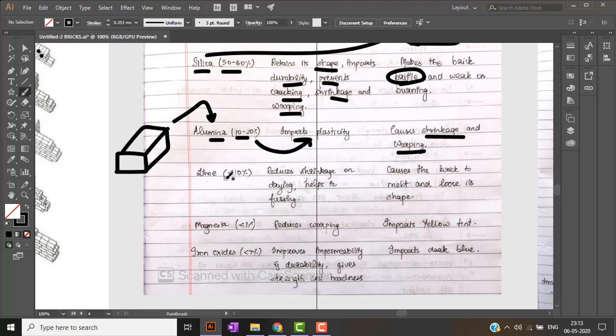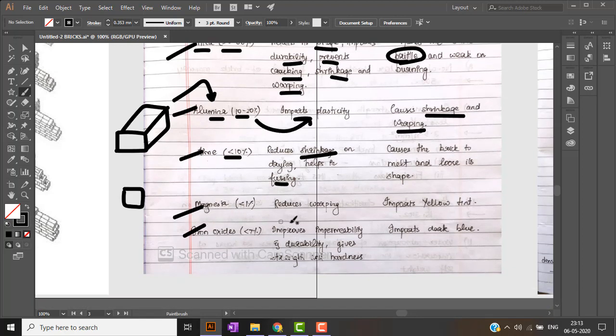The third is lime, which is used in less than 10%. It reduces shrinkage and helps in fusing. Lime is used so that the brick components, silica, alumina, lime, magnesia, iron oxide, would fuse with each other. Okay. And if we add lime in excess, it causes the brick to melt and lose its shape.